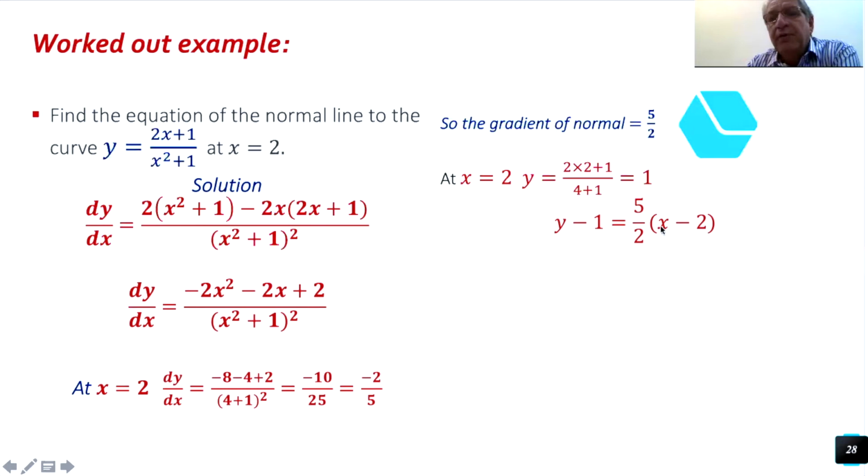M 5 over 2 times x minus 2. Therefore, this is the function. Now we can simplify that. You can get this is the answer for the equation of the normal to this curve.